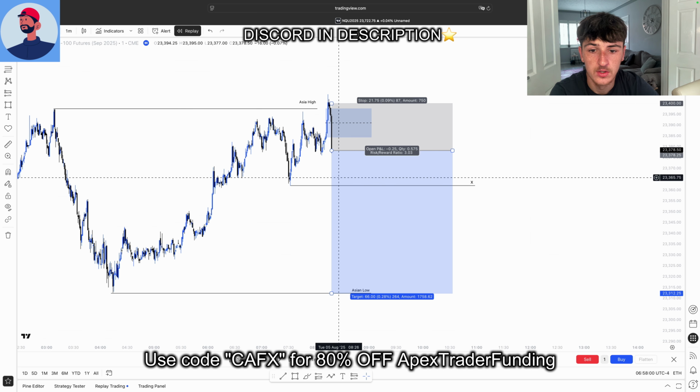So now we've entered a short, our first target is there. All we've got to do, of course, is just let the trade play out. So here you can see we shot straight down about 35 points within 1 minute, and then we come back up. But we have taken out that first internal level. Now this is where you can either go break even and close your partials, or if you want to just set and forget, you can do that as well. So just set a fixed stop loss and just leave it to Asian low.